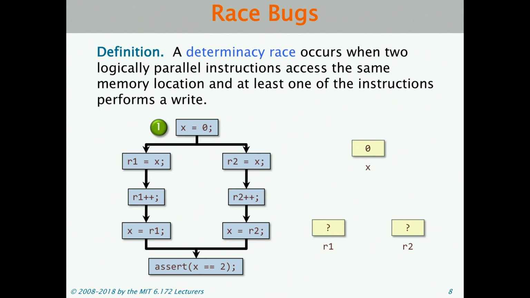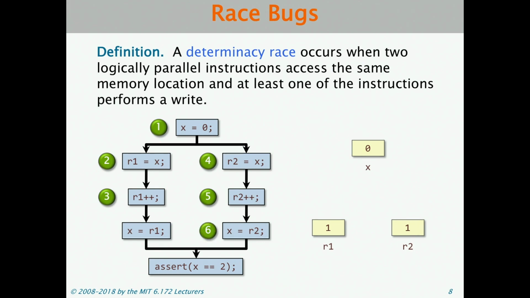Next, we can pick one of 2 instructions to execute, because both of them have their predecessors already executed. Let's say I pick R1 equal to x, and this places the value 0 into register R1. Now I increment R1, which changes the value in R1 to 1. Then let's say I execute R2 equal to x. That reads x, which has a value of 0, and places 0 into R2. It increments R2, which changes that value to 1.